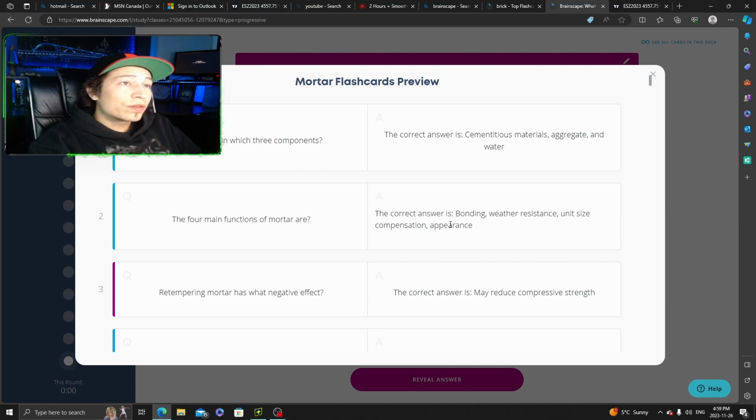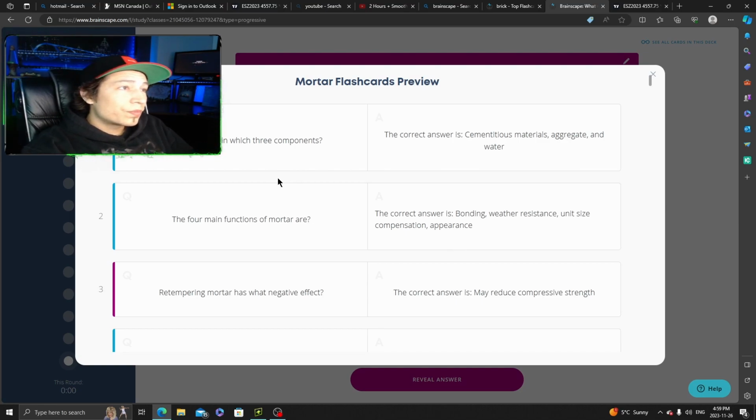Okay, so mortar flashcards preview. So all mortars contain which three components? The correct answer is cementitious materials, aggregate, and water. All mortars contain these three components: cementitious materials, aggregate, and water.